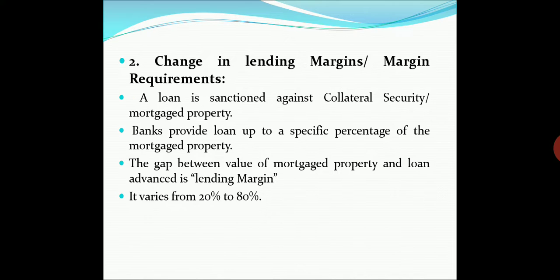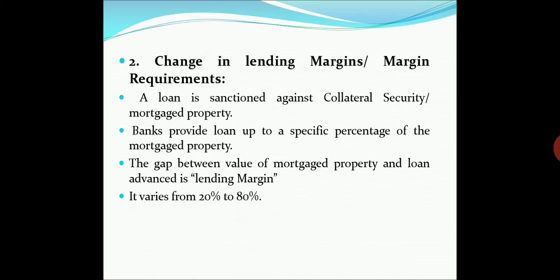The next is the change in lending margins or margin requirement. Before understanding this concept, just imagine a case. Supposingly you have a property in your hand. It may be a land, a building, or a jewelry, or anything else you have in your hand. You approach a bank and you require credit. Then do you think that on the value of the mortgaged property, the bank would be giving you an amount equivalent to the value of the mortgaged property?